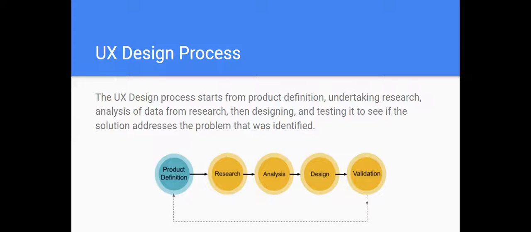So the process, I will go over it again. Start with problem identification or your product definition. You research about this problem or the product that you want to design. You go ahead to analyze the data that you got from your research. Then you proceed to design. Then you run tests to validate to see if your product solves or addresses the problems that were identified.